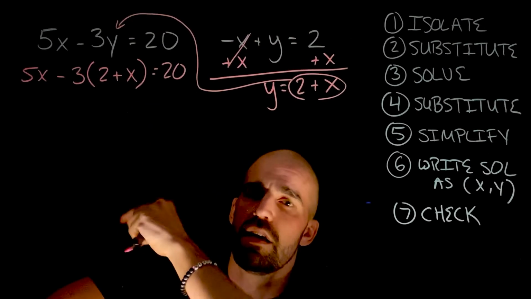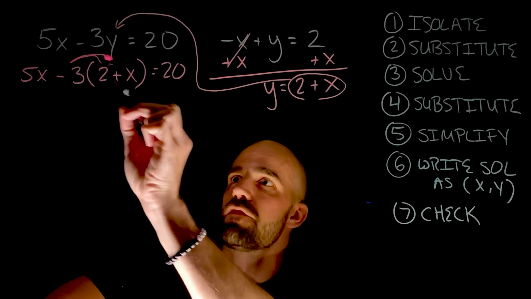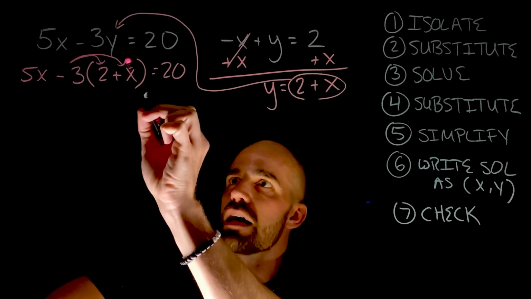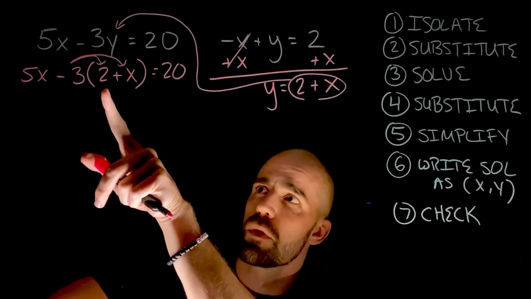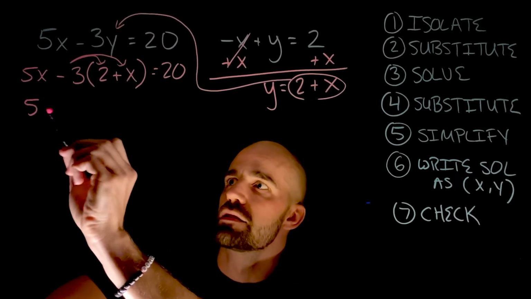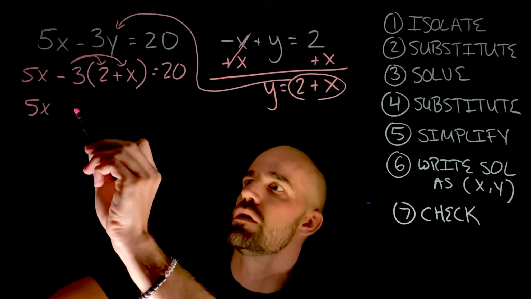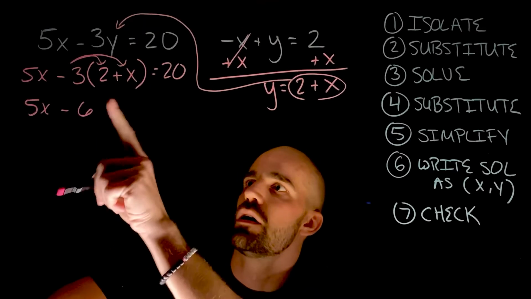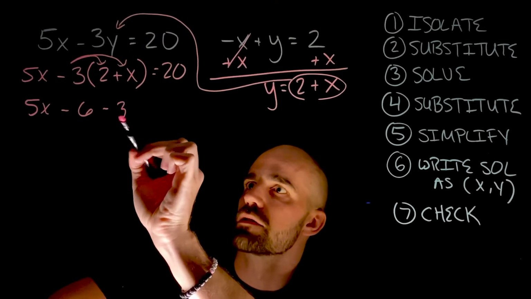So the first thing I'm going to do here, since I see a set of parentheses with a number in front, is I'm going to distribute to start to simplify this. So I'm going to take that -3 times both things inside. It's important that I notice this is a -3, and so I'm going to be multiplying 2 and x by -3. So I would bring down my 5x, because that didn't get changed, and now I'm going to do -3 times 2, which would be -6, and then -3 times x, which would be -3x.